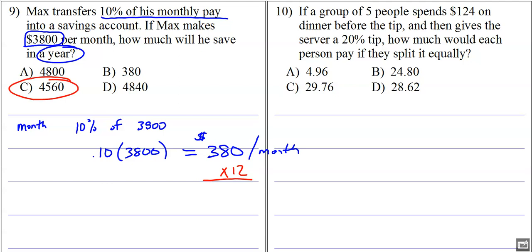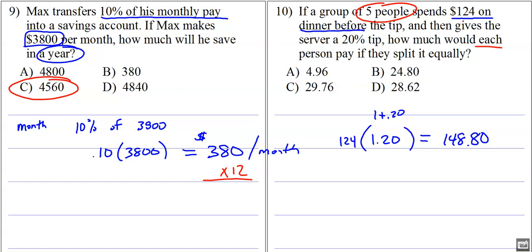Number 10, a group of 5 people spend $124 on dinner. 124 before the tip. Tip is 20%. So that's going to make our bill go bigger. How much are we going to split it equally? Well, let's first find the total bill. So 124 times 1.2 is 148.8, since we're talking money. So that's my bill, but now we need to split it up between 5 people because we want to know how much each person is going to pay. So divide that by 5. 29.76. Correct answer, C.